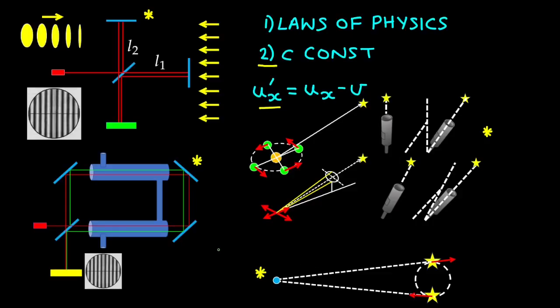So in contrast, the ether theories, like Lorentz-FitzGerald contraction, ether drag, including the Fresnel drag coefficient, and emission theories that assume that the velocity of light is dependent on the motion of the source, do not agree with all the light propagation experiments.